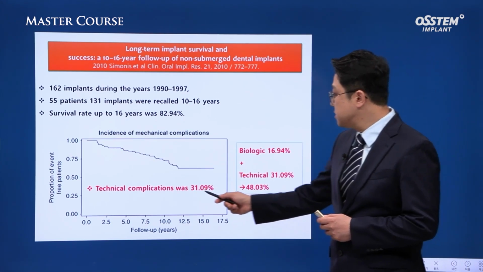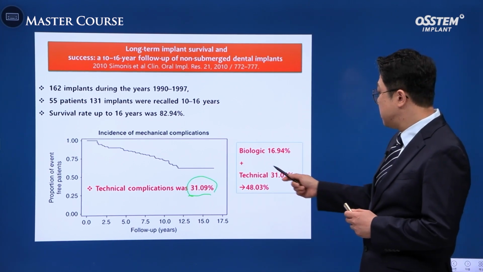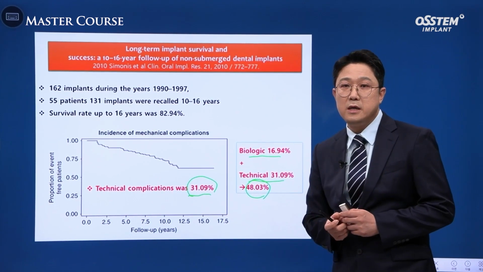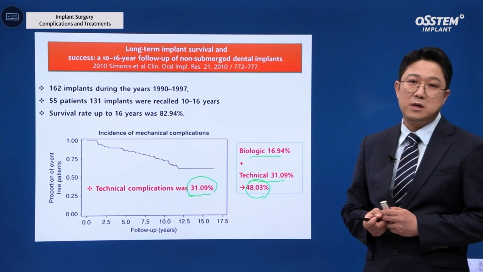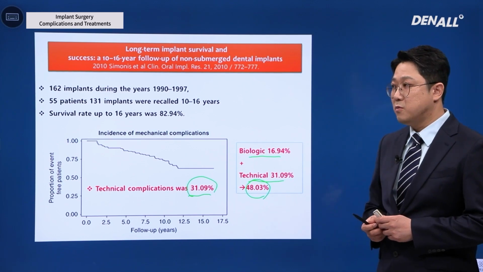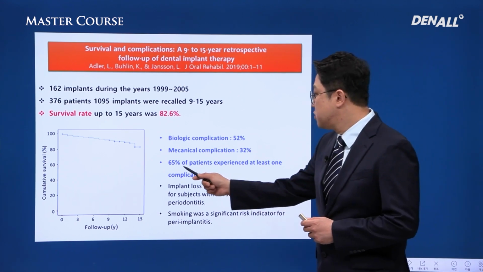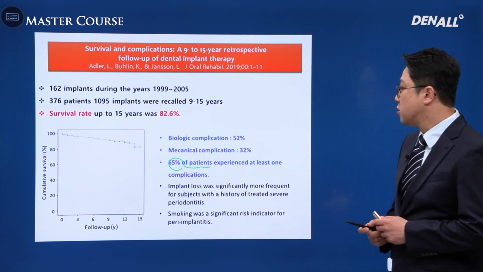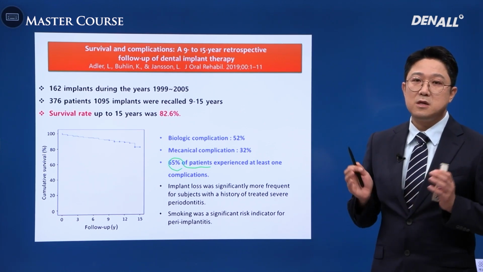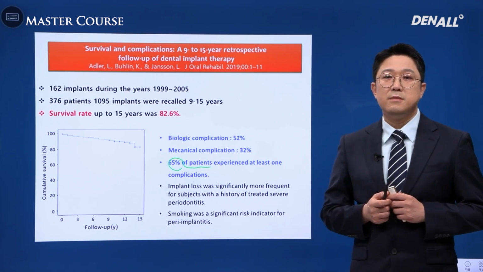Regarding mechanical complications, this study talks about 31%. Combining biologic and mechanical complications, it's about 48%. It's nearly half. Among implanted patients, 1 out of 2 have complications. In a different study, about 65% of patients experience at least 1 or more complications. Regardless of the degree of severity, we can note that there is a high prevalence of complications.